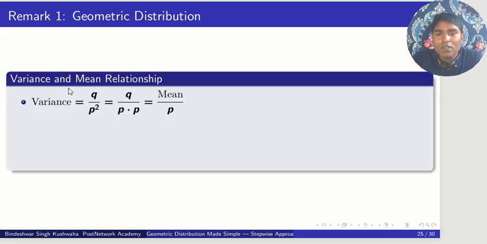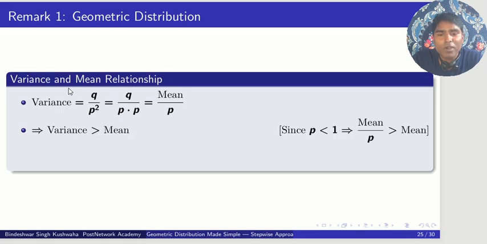Now variance, let us see the relationship. So variance is greater than mean. Usually, mean is greater than variance, but in the case of the geometric distribution, variance is greater than mean.